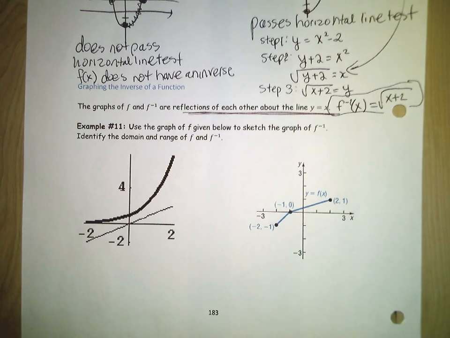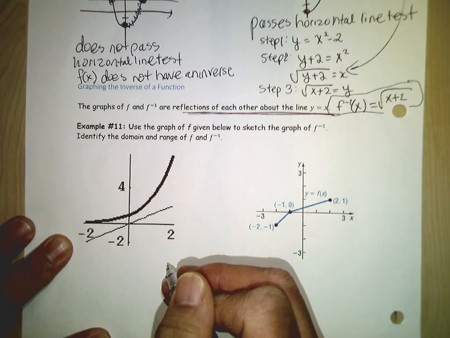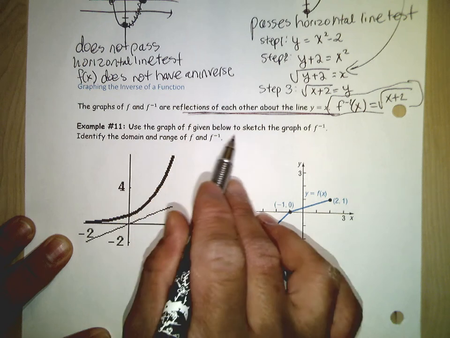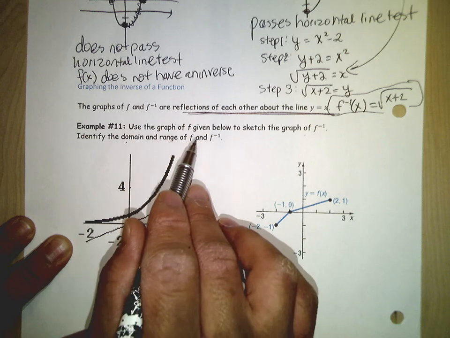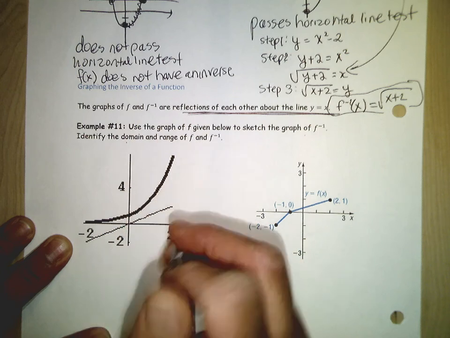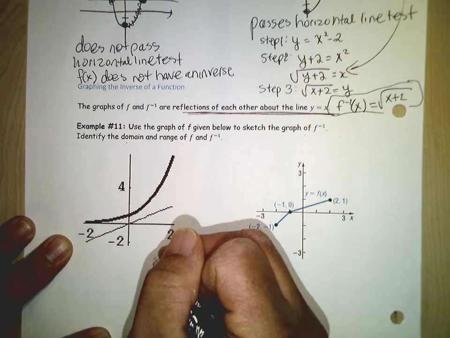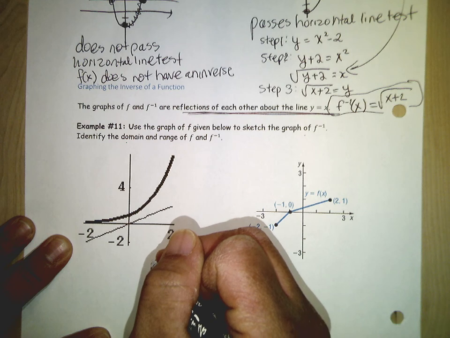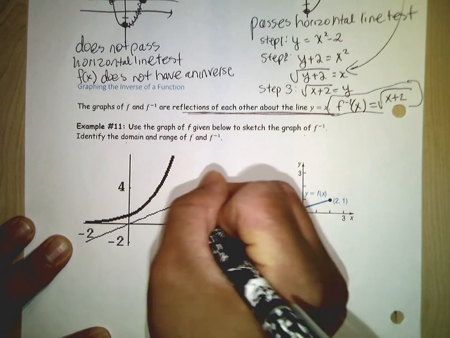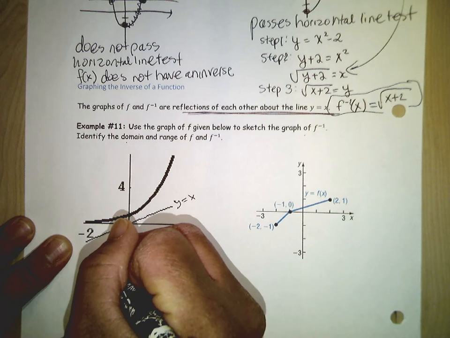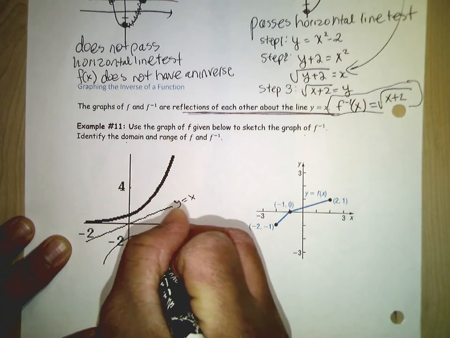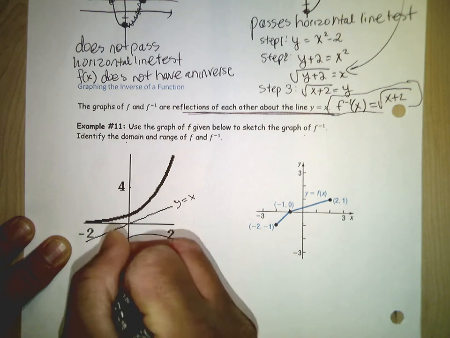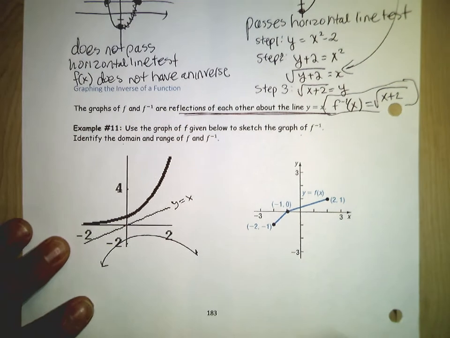So now, if I look at this, use the graph of f given below to sketch the graph of f inverse and identify the domain and range of f and f inverse. Well, if I just want to reflect over the line y equals x, which is already drawn here, then that should be pretty easily done. It should just go something like this. All right.